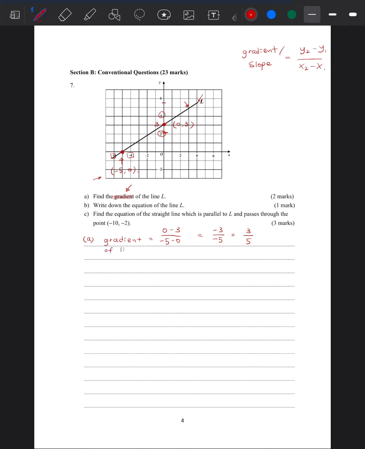So gradient of line L. You can also write it out easily for you to see. And then it asks you to write the equation. So it's only 1 mark. So let's look at this.